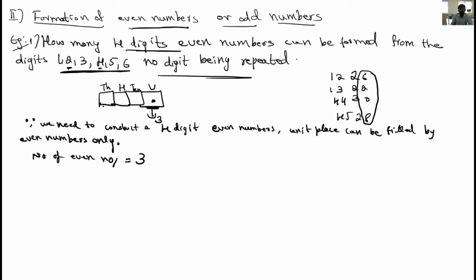So then I will start from the thousands place. Suppose you are fixing one number, that is an even number, in unit place. Then how many numbers are available for thousands place? 6 numbers are given. In 6 numbers, one even number is fixed. Then here 5 numbers are available.